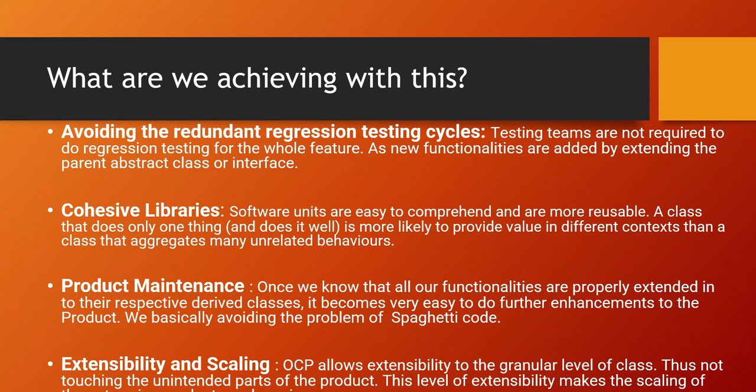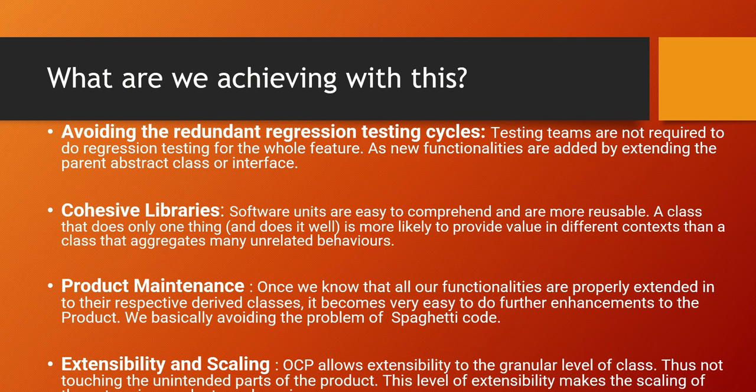Cohesive libraries, that is, software units that are easy to comprehend and more reusable. A class that does only one thing and does it well is more likely to provide value in different contexts than a class that aggregates many unrelated behaviors. So we end up creating cohesive libraries, and we don't have tight coupling here. The advantage of such libraries is that even if a client is making use of them, you are introducing new features by extending the existing classes, and clients are rest assured that they are not required to make any changes in their existing class references.